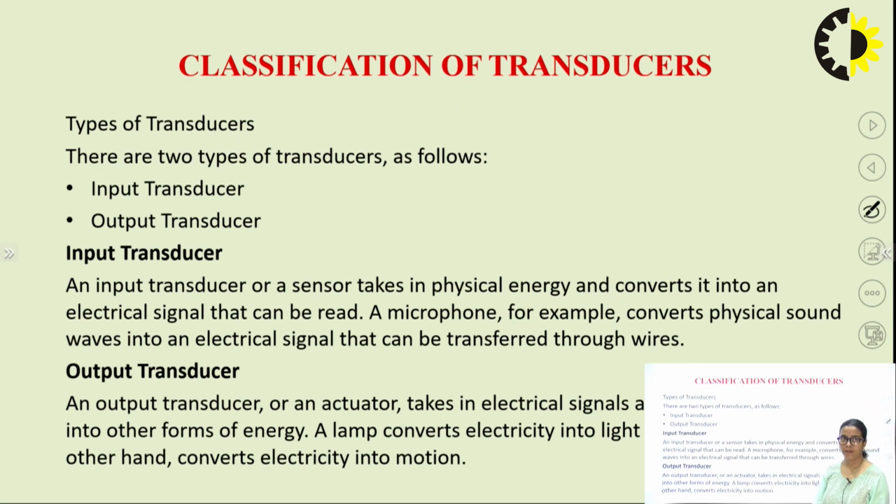There is another classification of transducers. One is the input transducer and another is the output transducer. In an input transducer, a sensor takes in physical energy and converts it into another output energy. While an output transducer, or actuator, takes in electrical signals and converts them into another form of energy, like a lamp converts electricity into light, and a motor, on the other hand, converts electricity into motion.